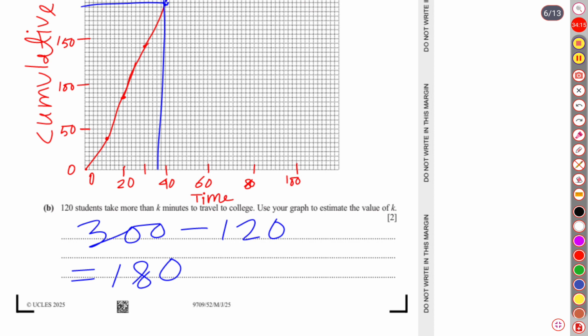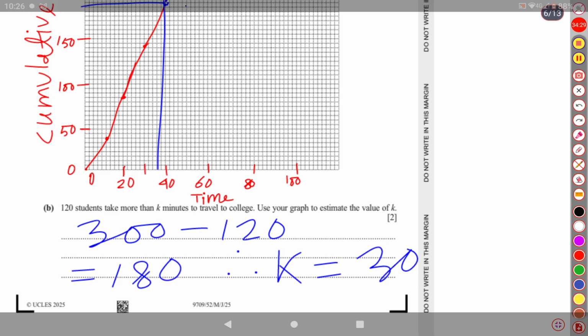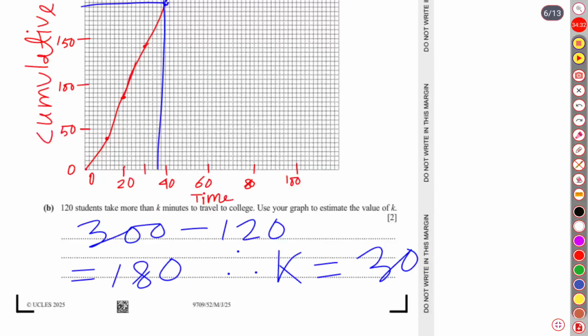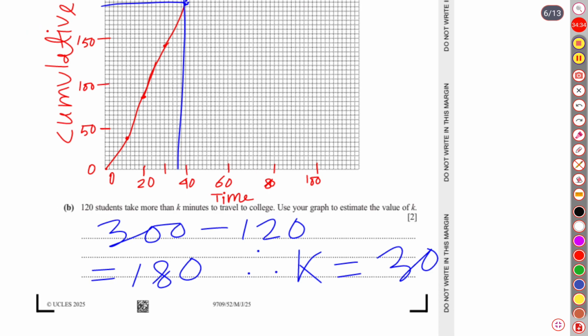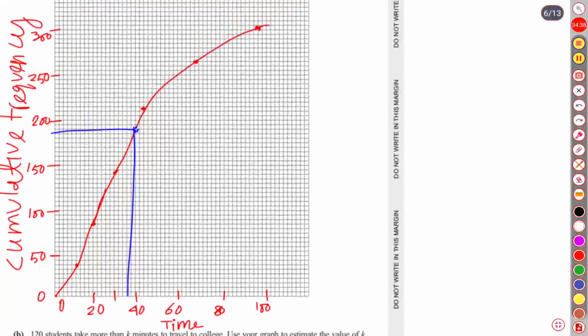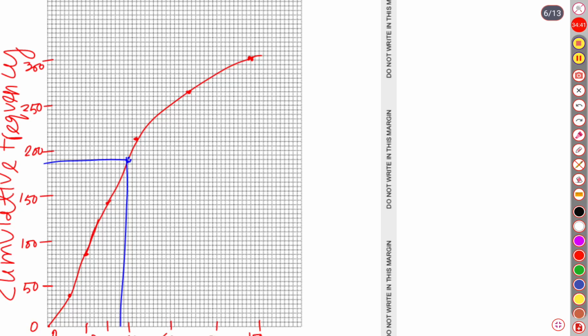Answer is, hence our k is going to be 30. That means, look at this portion, this is the time frame. Let me show you from the whole graph. This is the time which has been taken, by changing the color of ink, by 180 students.